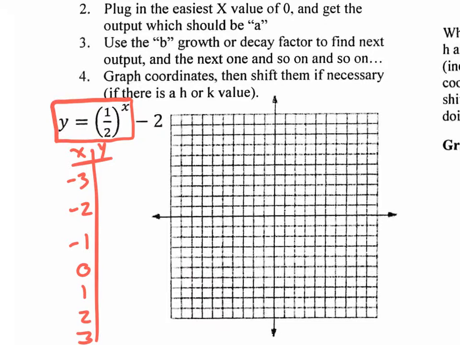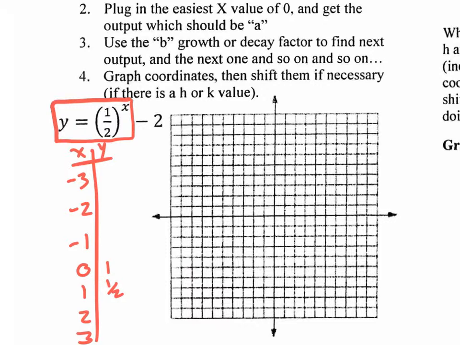Now you can plug in any number you want. Which one's the easiest? Plug in 0. Anything, not just 1/2, but anything to the 0 power is what? 1. So when you plug in 0, you get out a 1. Now you could, if you wanted to, plug in a 1. If you plug in a 1, what's 1/2 to the 1? 1/2. Okay, so you get a 1/2.